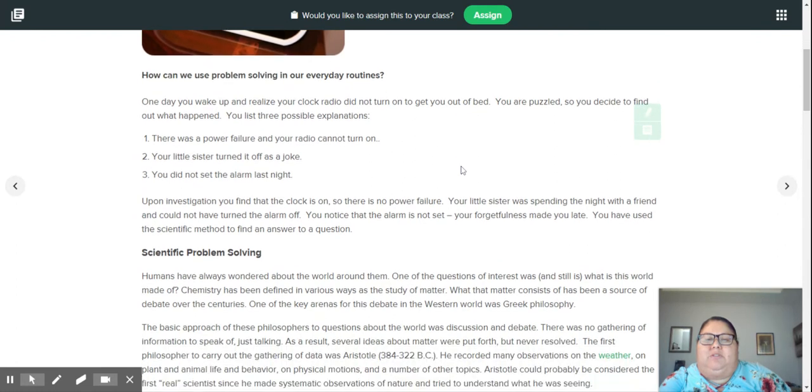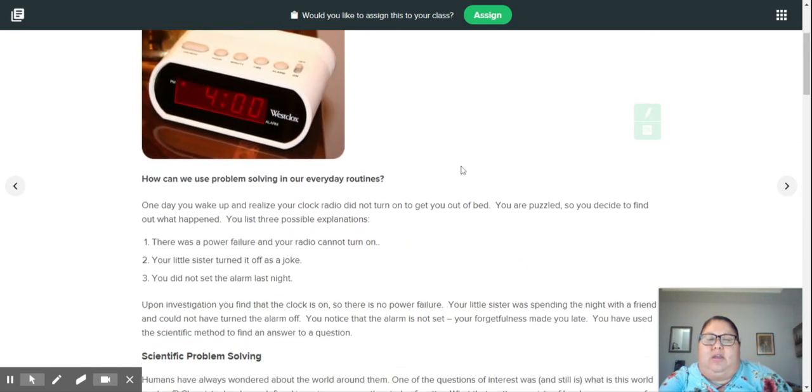How can we use problem solving in our everyday routines? One day you wake up and you realize the clock radio did not turn on to get you out of bed. You're puzzled, so you decide to find out what happened. You figure that there are 3 possible explanations. Number 1, there was a power failure and your radio cannot turn on. Number 2, your little sister turned it off as a joke. Number 3, you did not set the alarm last night. Okay, so those are your hypotheses. There are 3 possible reasons why your alarm didn't go off in the morning.